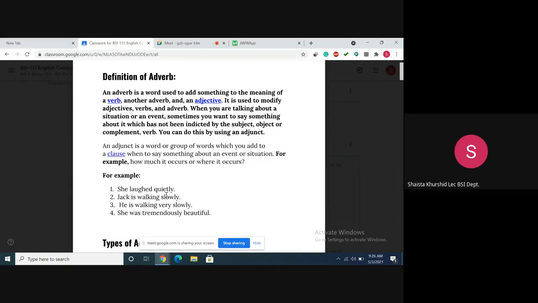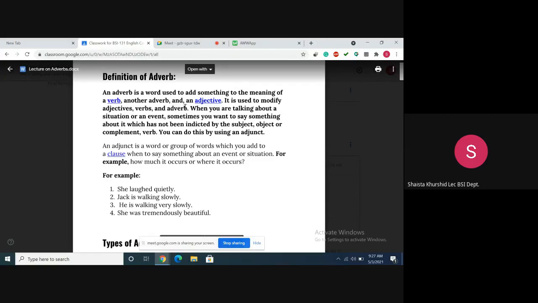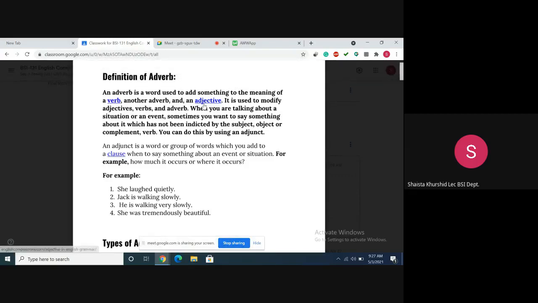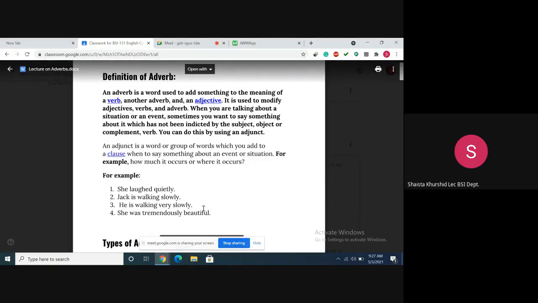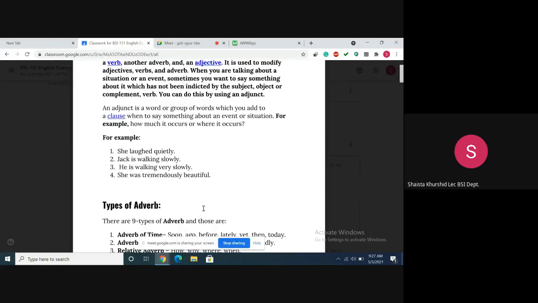Walking slowly, it's a verb, right? Again, quietly is qualifying a verb. In this second sentence, this is an adverb saying something more about the verb walking. And she was tremendously beautiful, right? So beautiful is basically an adjective, and tremendously is an adverb. So it can qualify the meaning of an adjective, an adverb and a verb at the same time. Okay, so this is all about an adverb.